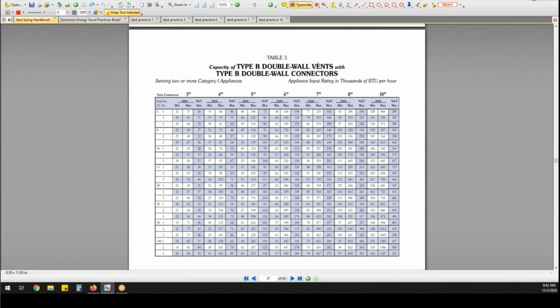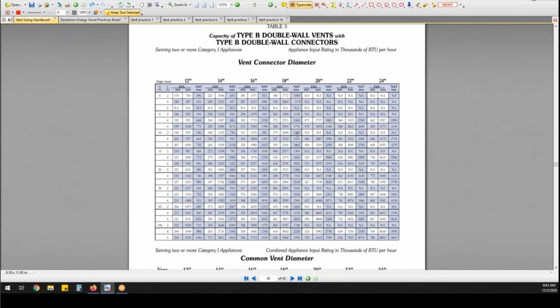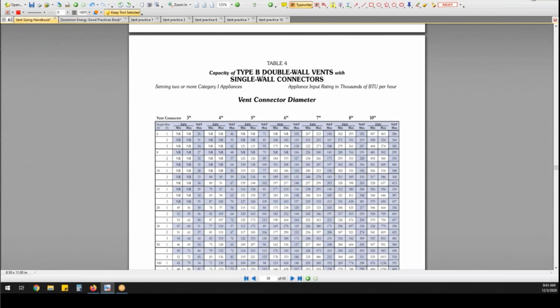Now we're going to go down to some different tables. Table 3, double wall vent, double wall connectors, serving 2 or more category 1 appliances. So now we've got another table, table 3. We have 2 appliances in there, category 1. And again, double wall vents, double wall connectors. Table 4, all these different tables. We've got our double wall vent, which will always be a double wall vent, so a main vent will always be double wall, but now we're using single wall connectors, and again, serving 2 or more category 1 appliances.